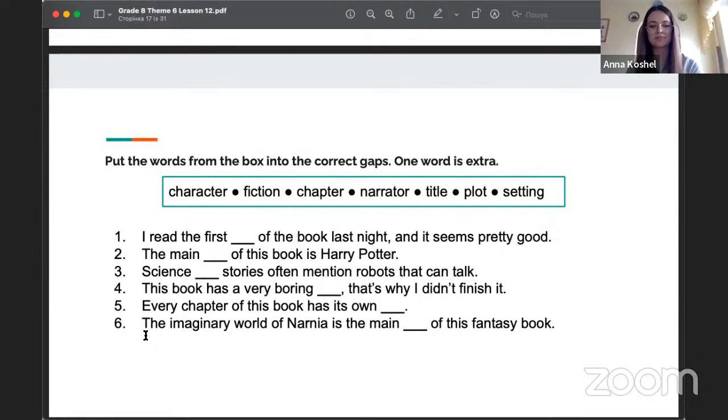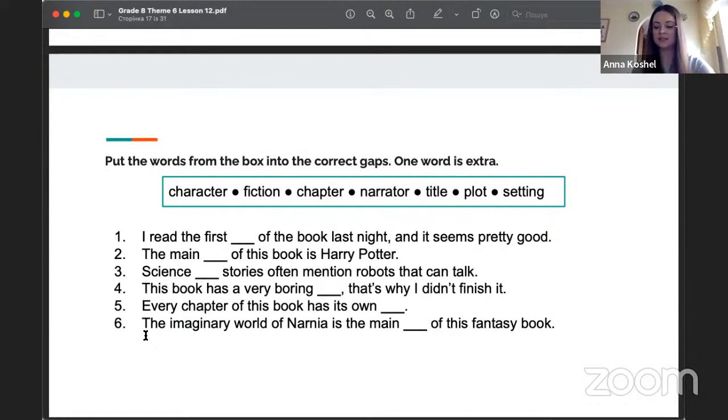Let's match the correct words into the correct gaps. So let's think on number 1. I read the first something of the book last night and it seems pretty good. So what could the person read that is the first something of the book? Don't forget, we were just talking about these words and we mentioned that the books have their own parts.